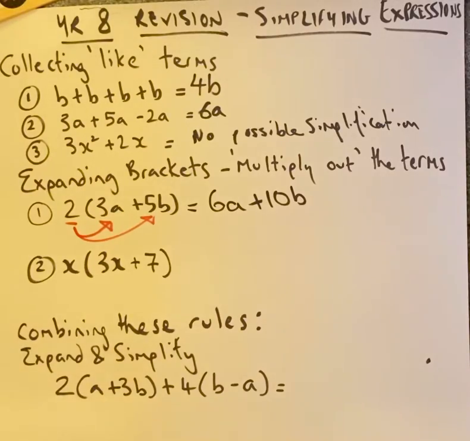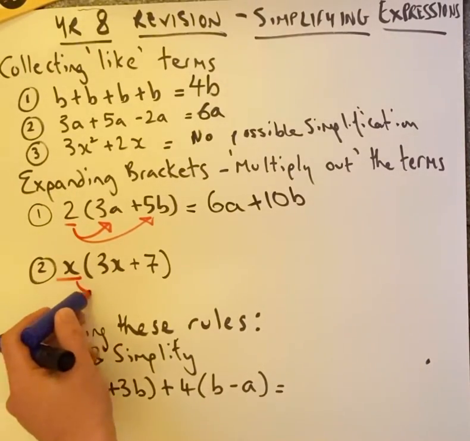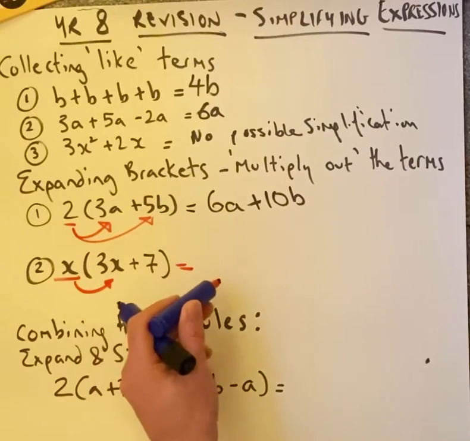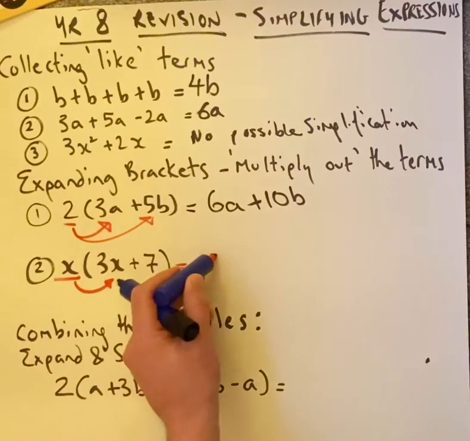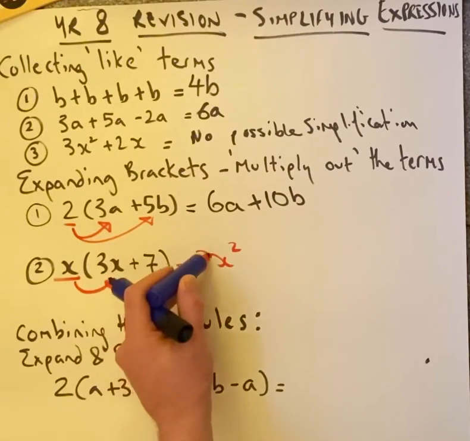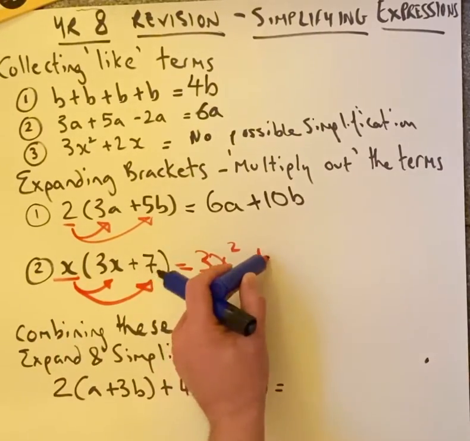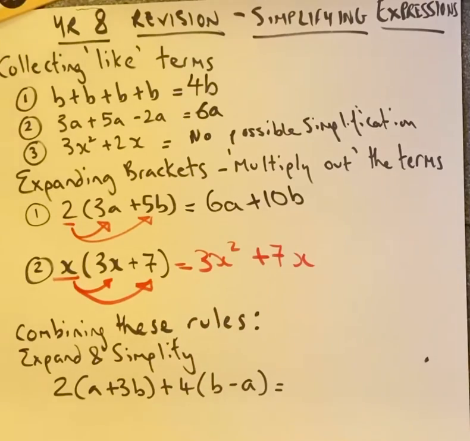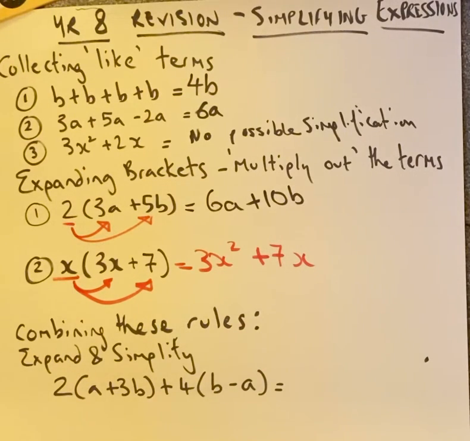The next one then, you'll notice on the outside of this expression, we have an x. So that means we're going to multiply everything by x. And if you multiply x by 3x, then what we have to do this time is change the power because we're multiplying. So x times x gives us x squared. So here we've got 3 lots of x squared, and x times the 7 gives us 7x. And that's our simplified expression because, as before, we can't add x squared and x's together. So we've expanded the brackets and we can't simplify anymore.